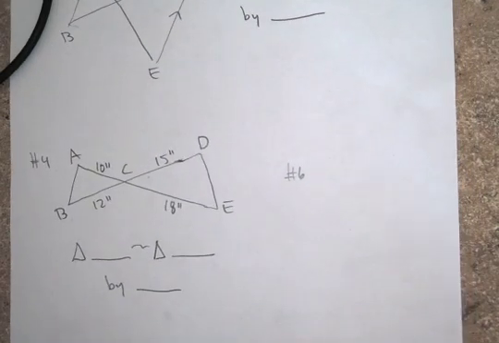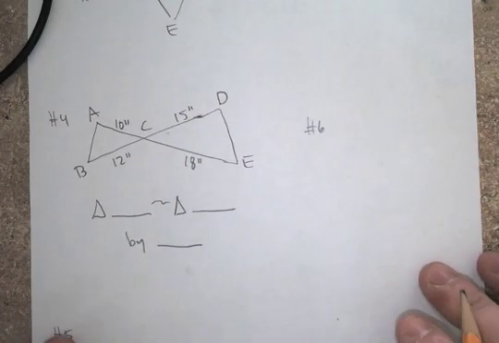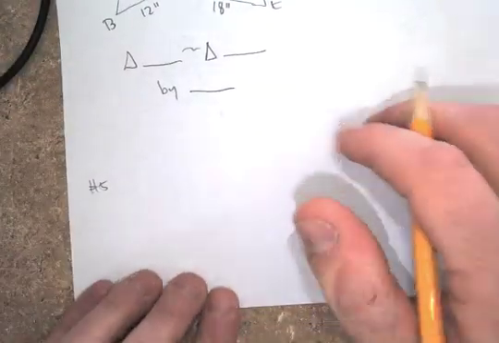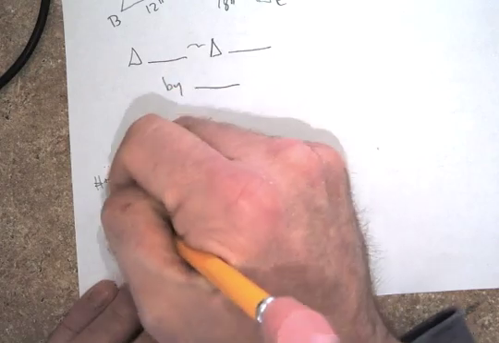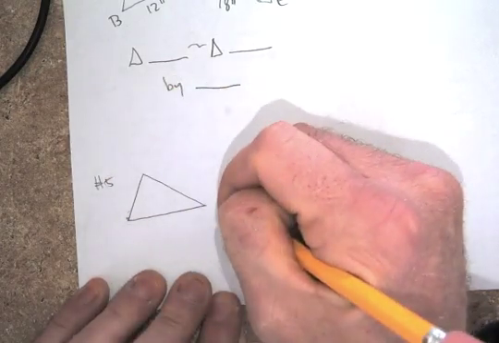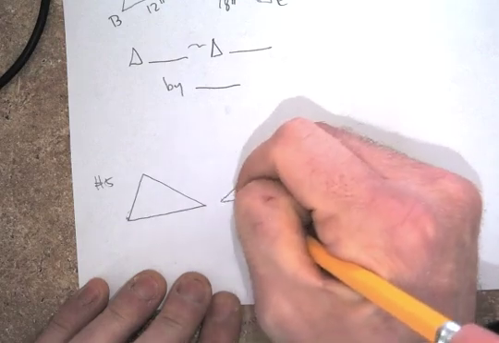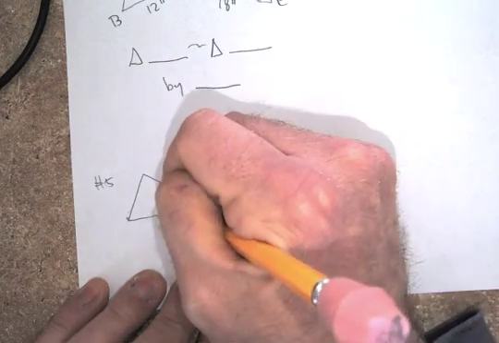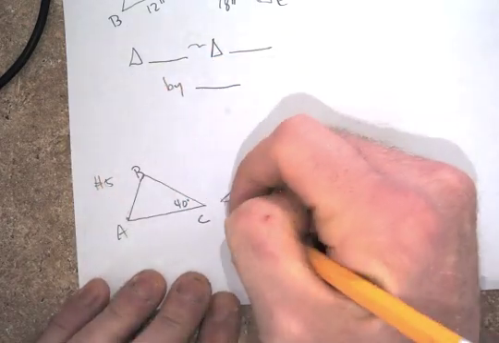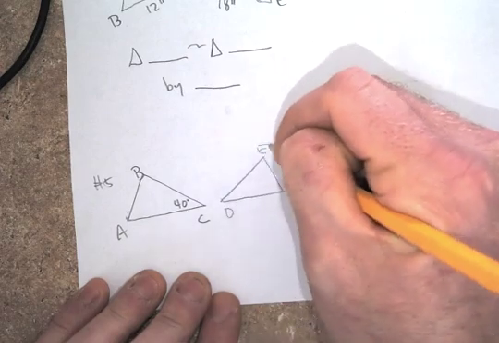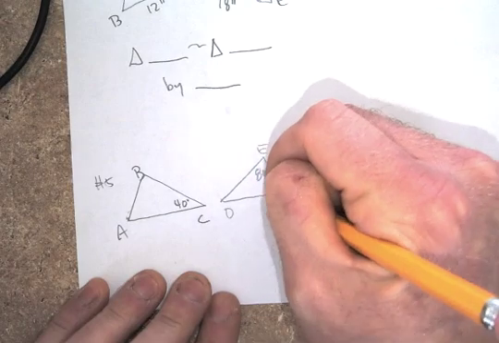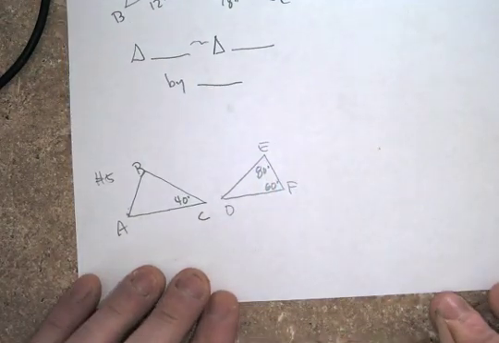Okay. You can just pause that if you need to. Number 5. Looks like this. Sorry, A, B, C there. D, E, F, like that. We'll label it. Put a 40 there. We'll put an 80 there and a 60 there. Again, pause it if you need to.